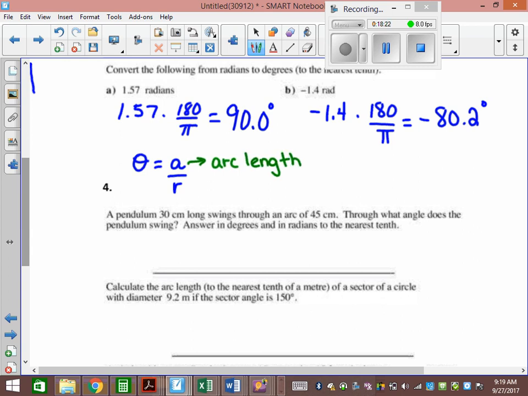Well, if I'm looking at a circle and I'm looking at a piece of the pie like this, right here could be my arc length. Or I could be looking at the outside of it and this could be my arc length. Depends on what they're looking for, right? So those pieces are the arc length. Okay? R is the radius.